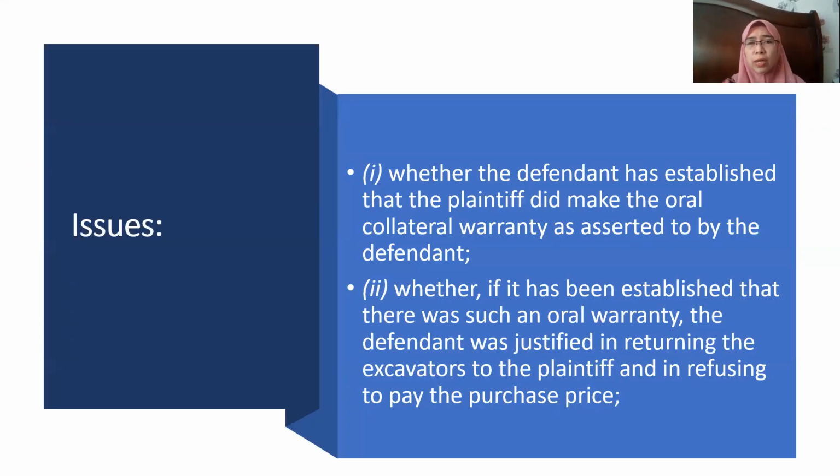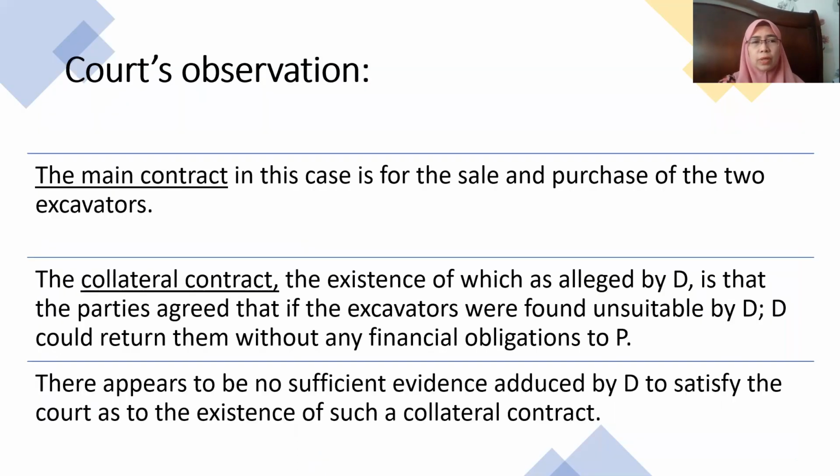So now, what are the issues in the court? The issues before the court. There were two issues here. Number one, whether the defendant has established that such an oral collateral warranty really existed or not. And number two, if the answer to number one is yes, whether the defendant was justified in returning the excavators and refusing to pay the purchase price. Return and no payment at all. Is it justified or not if the existence of the collateral warranty is accepted by the court?